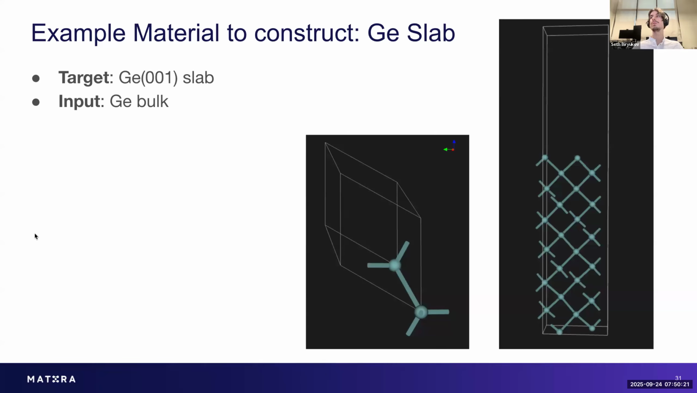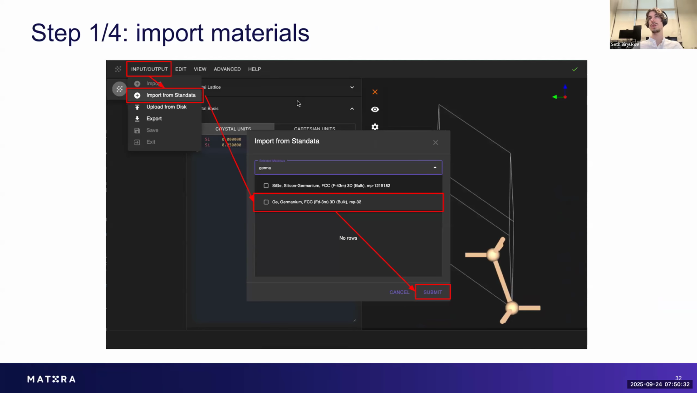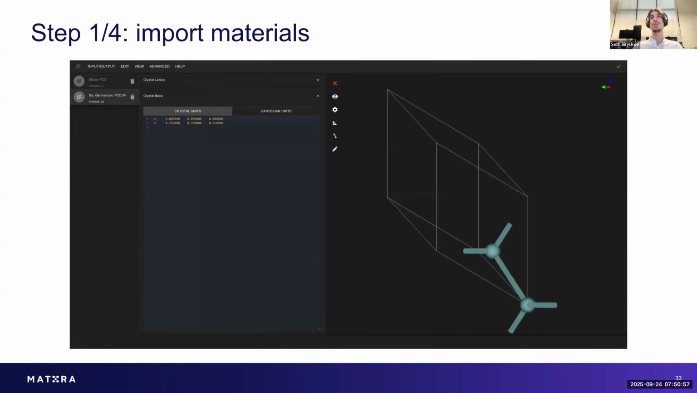For germanium, the slab is the same as for the silicon, a similar approach, but we first need to get the material. So for that, we import the material from StandData. We go to input output. Inside the material designer, we go to input output, import from StandData. The pop-up should become visible, and then we search for germanium and we submit. We select it and we submit.